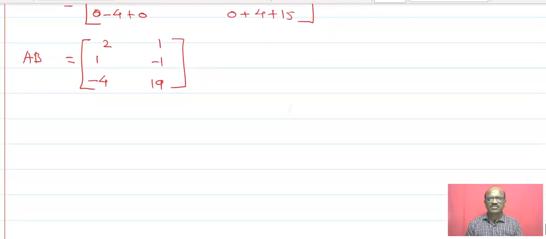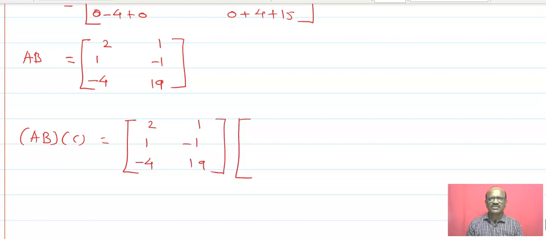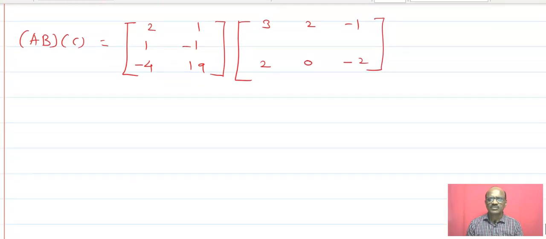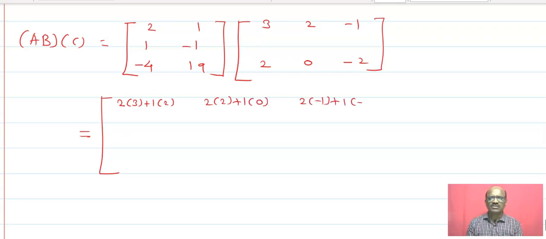Now next, this is the AB. Now AB will multiply with C. See this, 2, 1, 1, minus 1, minus 4, 19 with the C, 3, 2, minus 1, 2, 0, minus 2. Now we'll see this again, 3 by 2 and 2 by 3. Therefore, the product ABC has the order 3 by 3. First row, first column, first row, second column, first row, third column. Now second row, first column, second row, second column, second row, third column.